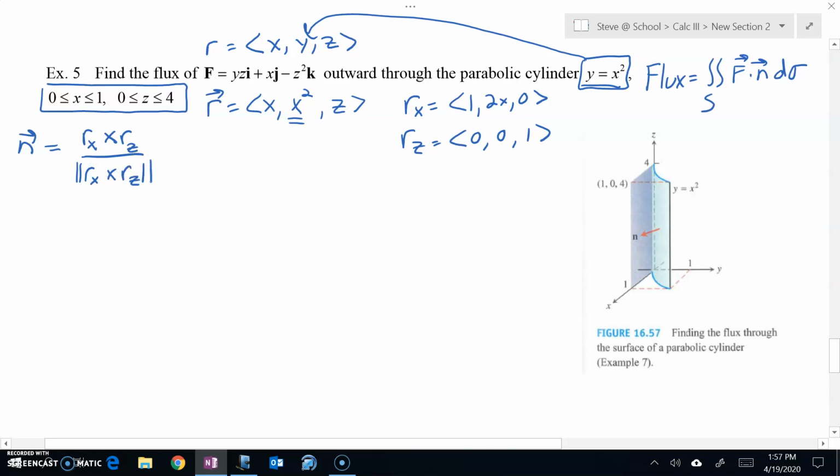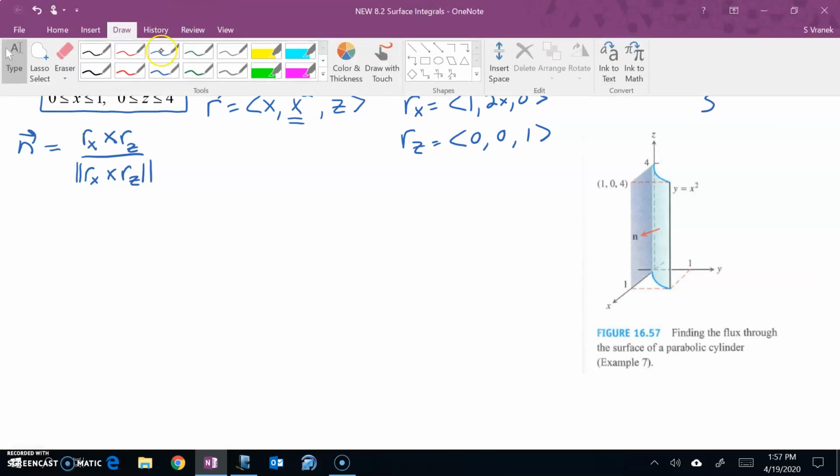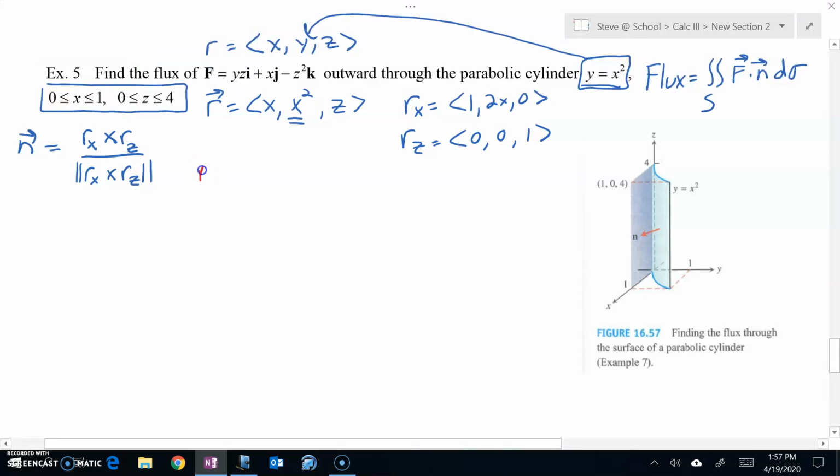Okay. So we need to find the cross product is what I'm getting at here. So let's do that next. So I get Rx cross Rz equals I, J, K, I, J.